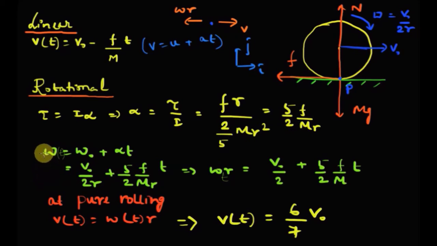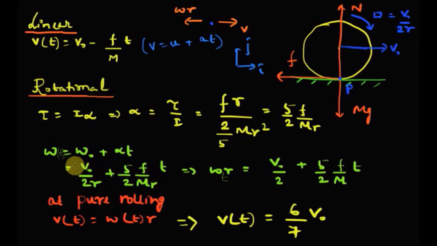Now again, omega t, which is the angular velocity of this fireball at any time t, will be given by omega naught, which is the initial angular velocity, plus alpha, which is the angular acceleration, times t, which is time. So at any time t, the angular velocity of the fireball will be given by this equation. If you plug in the values of omega naught and alpha, we will get omega t is equal to v naught by 2r plus 5 by 2 into f by mr into t.